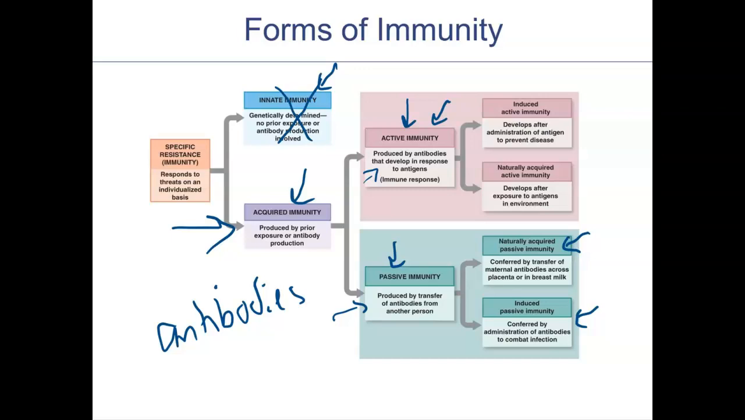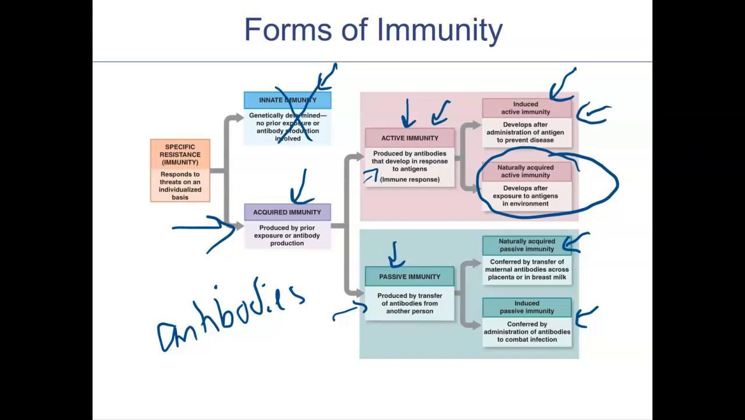So active, naturally acquired, how does that happen? You get sick. You get exposed to it. So you catch COVID, you develop antibodies. You get the cold, right? A flu. So you get exposed to the pathogen and your immune system does what it's supposed to do and it makes the antibodies.